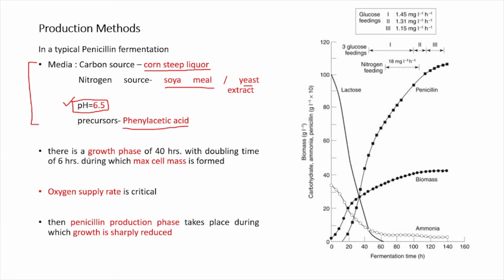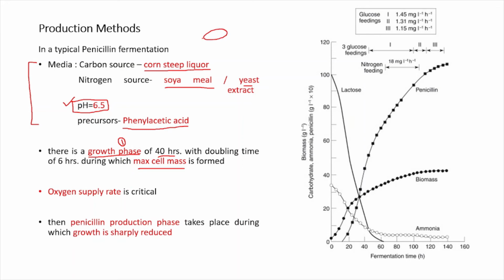After preparation of the media, you add the lyophilized spores to the media, and after that you will notice there is mainly the growth phase of 40 hours with a doubling time of 6 hours, during which maximum cell mass is formed. So during the growth phase, this is the first phase that is observed after addition of the lyophilized spores to this media.